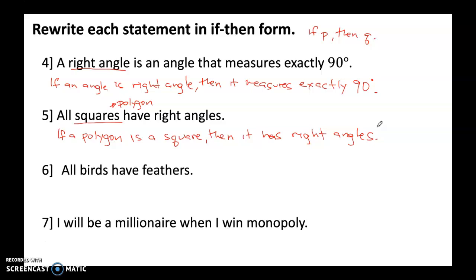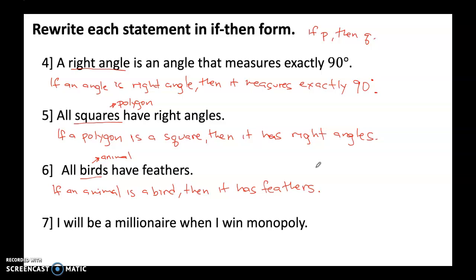Number 6, all birds have feathers. Our subject here is all birds. And what is a bird? A bird is an animal. So that we can easily form an if-then statement. So to write this as an if-then statement, if an animal is a bird, comma, then it has feathers. And that is our if-then form.